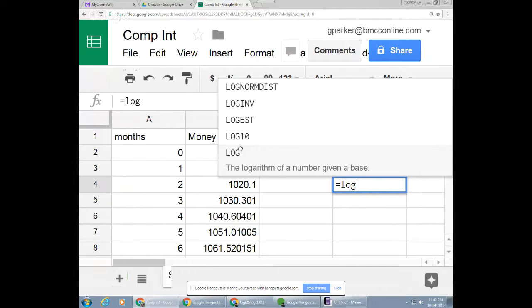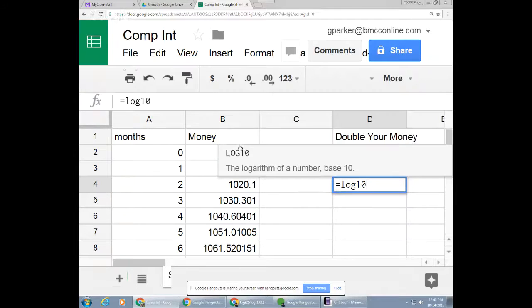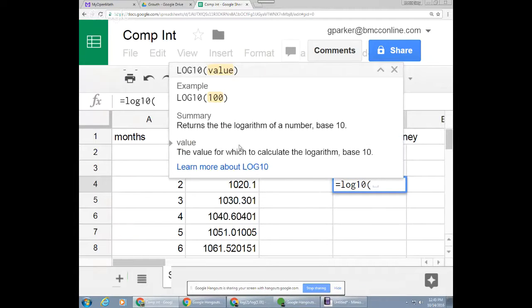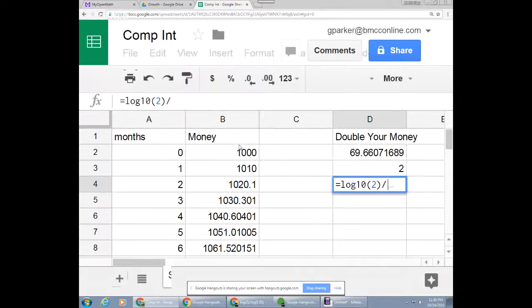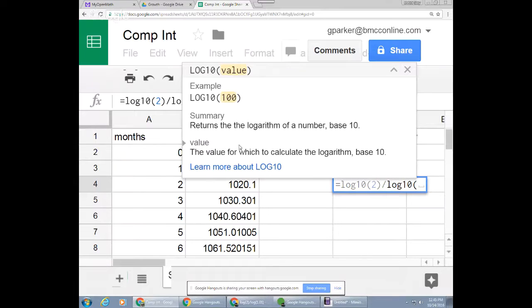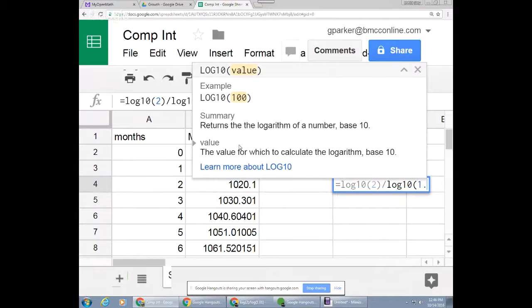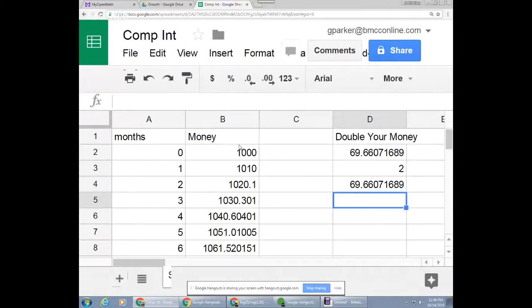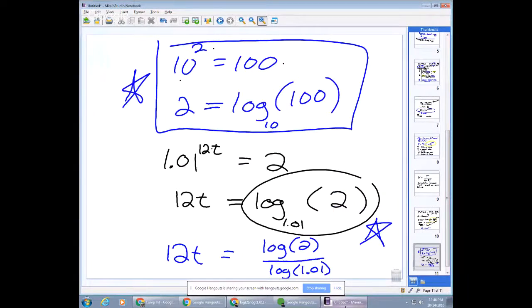It turns out I can do them with either one, so I should be able to do the same thing here. If I grab that one and put the 2 and then divide by that same one, log 10 of 1.01, I should still get the same answer. Yeah. It turns out, this is the other cool thing. When I do the switcheroo here, this blew my mind when I first learned it a long time ago.